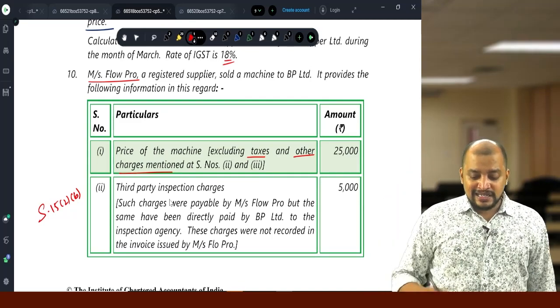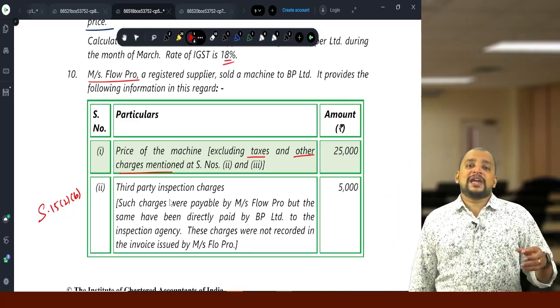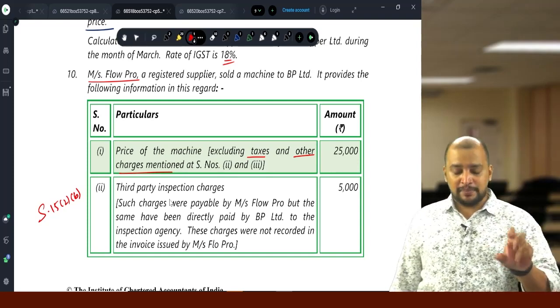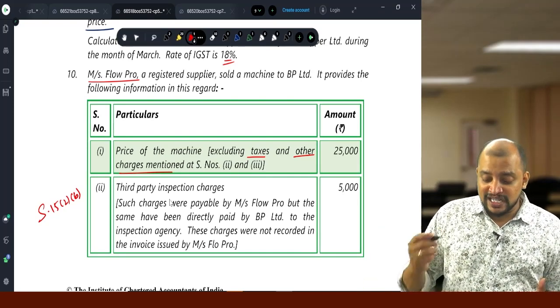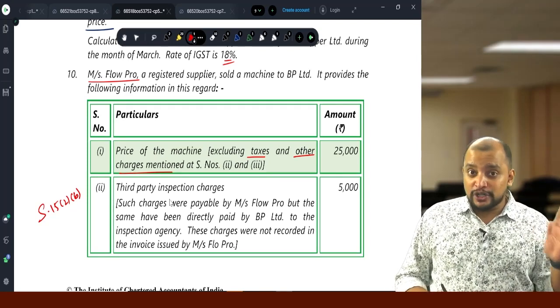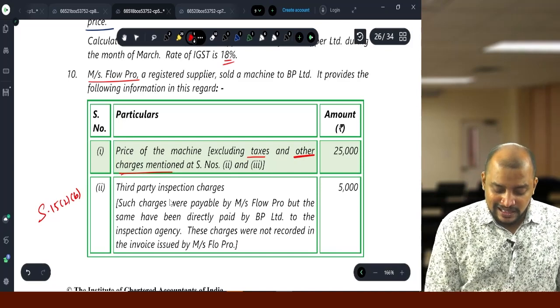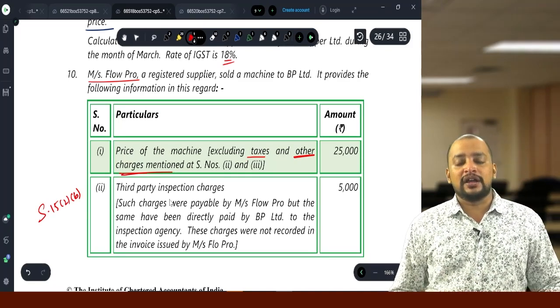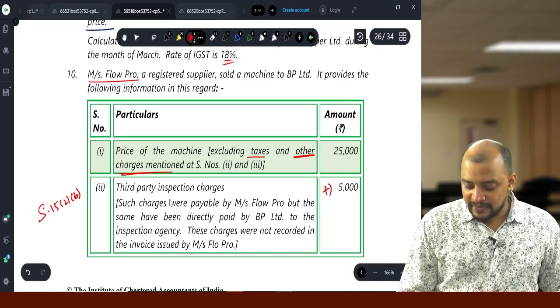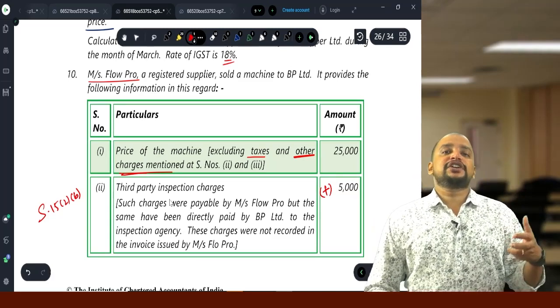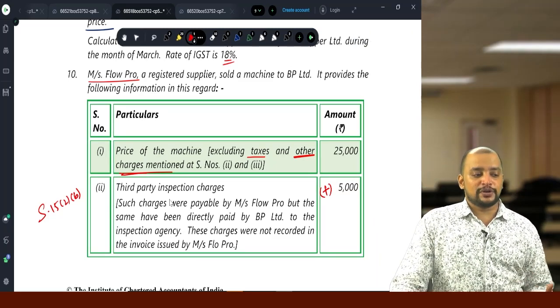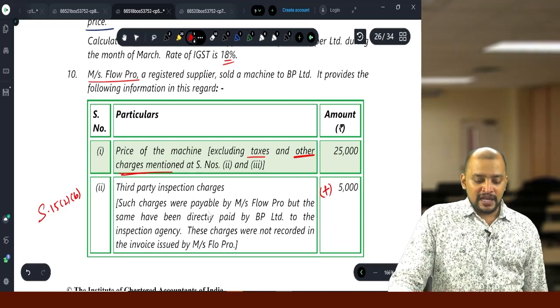So in this case, this 5,000 rupees is payable by supplier but paid by the recipient, that should be included in the value, and this 5,000 as per provision to be included, and in the given price it is not included, clearly given other charges mentioned in 2 excluded. So we need to add, as per provision it is to be included, in the given price it is not included, so we need to add.